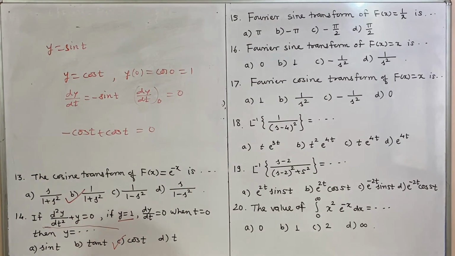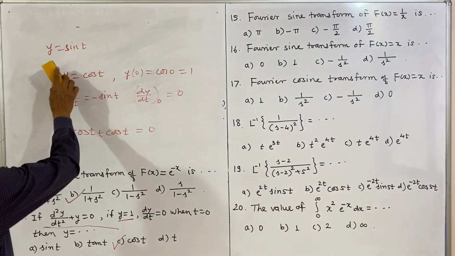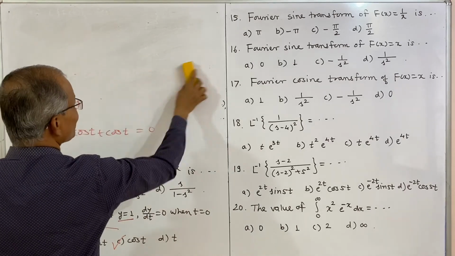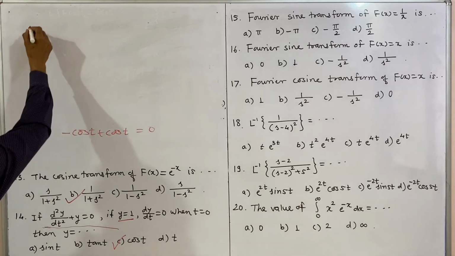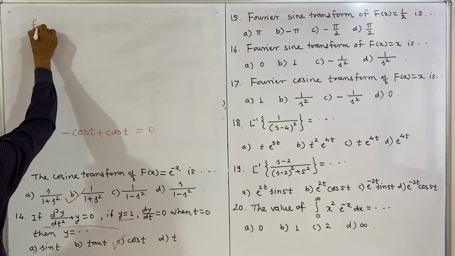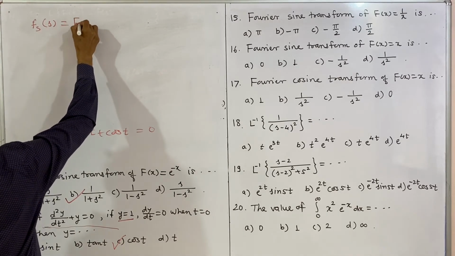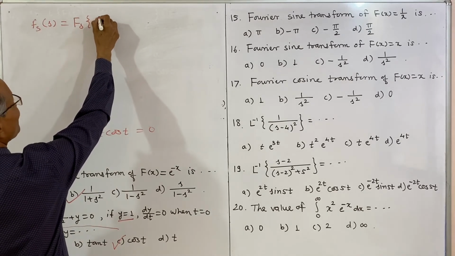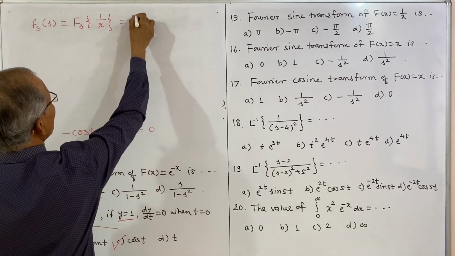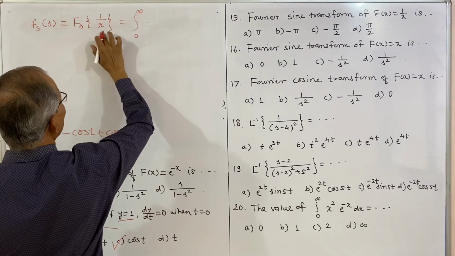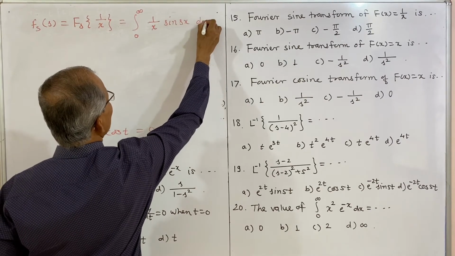Further, the Fourier sine transform of f of x is equal to 1 by x. Now the definition of sine transform, similar to cosine, is: Fourier sine transform Fs of s is equal to, or different notations can be used, 1 by x. Fourier sine transform of 1 by x is equal to integral 0 to infinity f of x, that is 1 by x, into sin sx into dx.